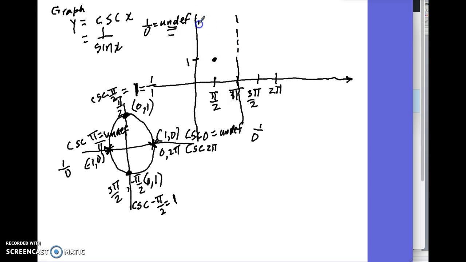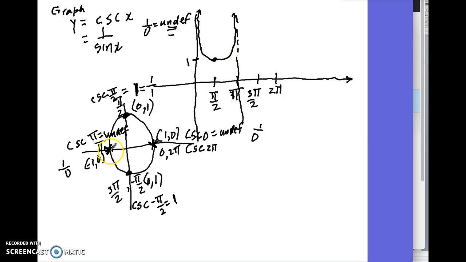It's going to look like this. Undefined as we approach pi, like that. Undefined as x approaches 0, which is what this is. That's the cosecant.